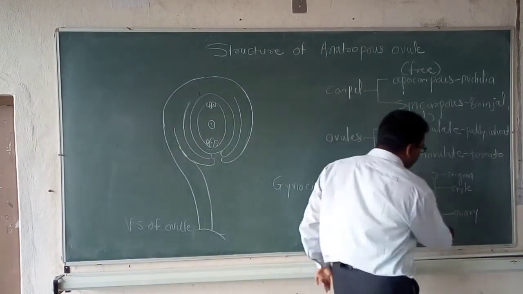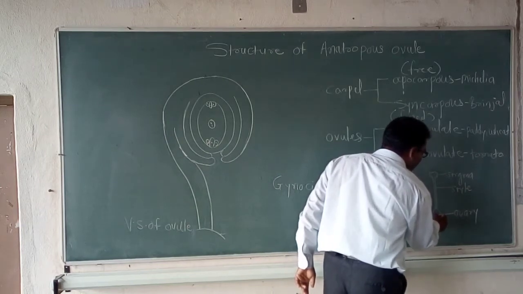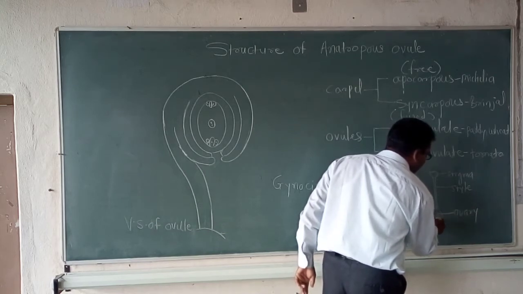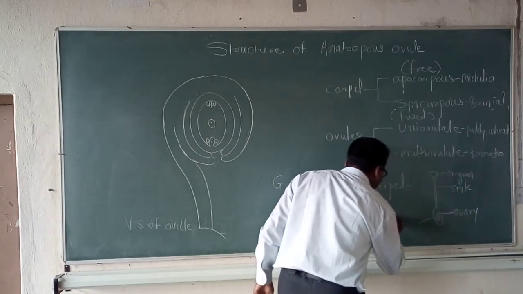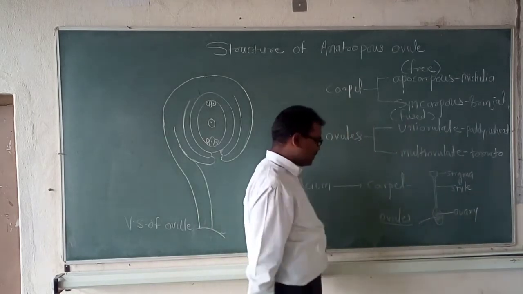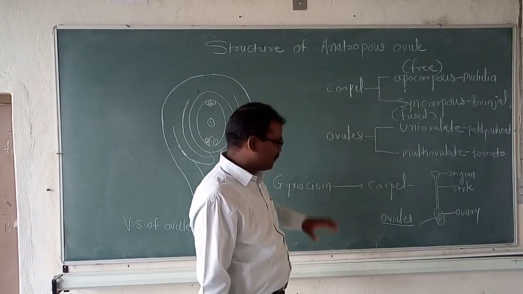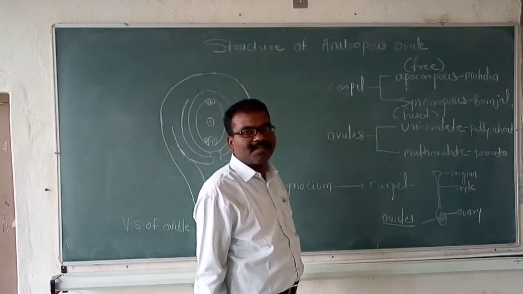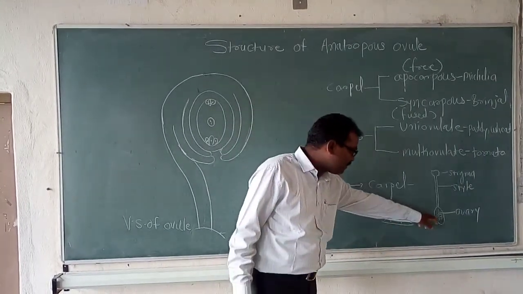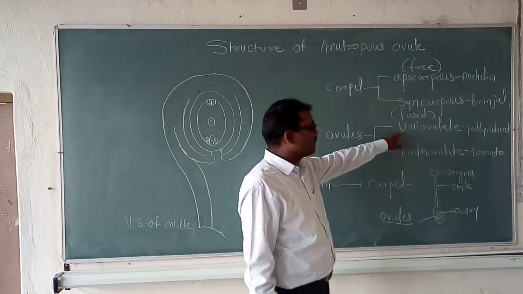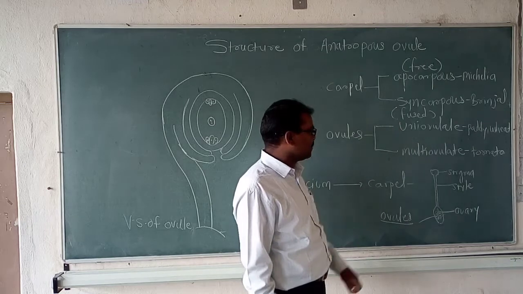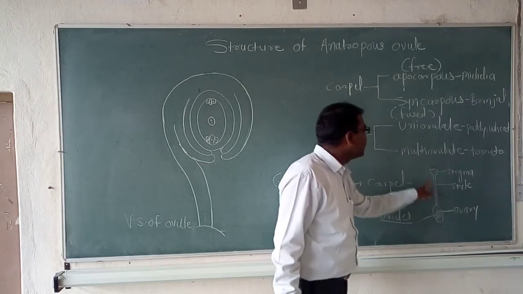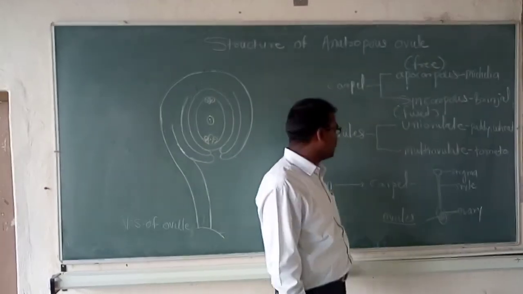Inside the ovary, there are ovules. These are the ovules. Ovules are present inside the ovary. The number of ovules present inside the carpel is different in different species. If only one ovule is present inside the ovary, then that condition is called uniovulate condition.